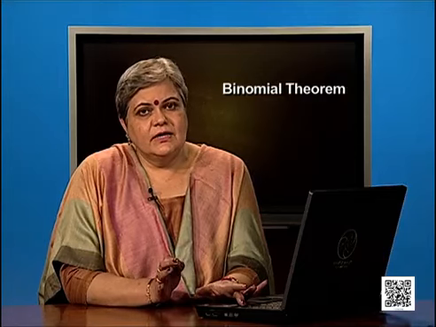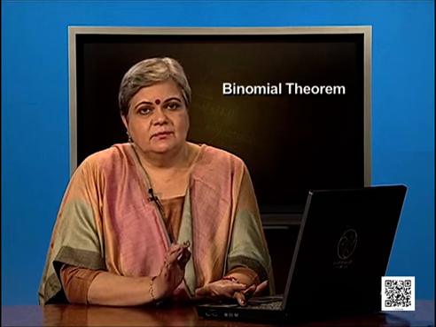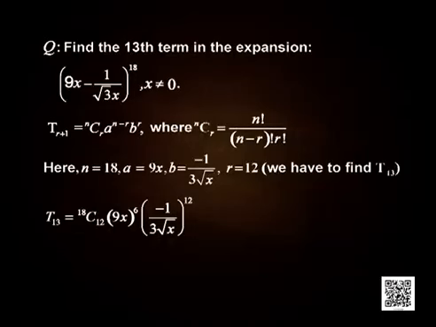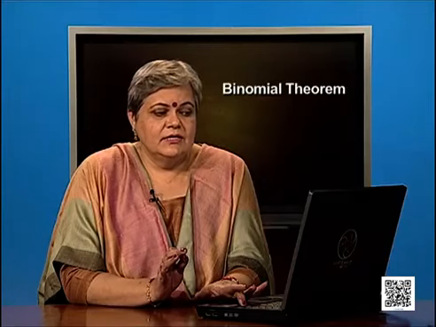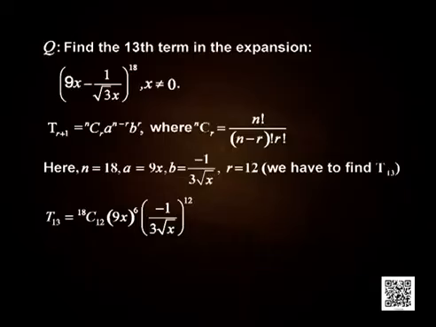Once you have these facts in, then it is nothing but substituting these values and simplification. So, for us T13 turns out to be nothing but 18C12 (9x)^6 into (-1 by 3 root x)^12. So, now it is time for you to do some work. Simplify each one of these and see if you end up with a number. There is going to be no x coming in because the powers of x are all going to get cancelled.